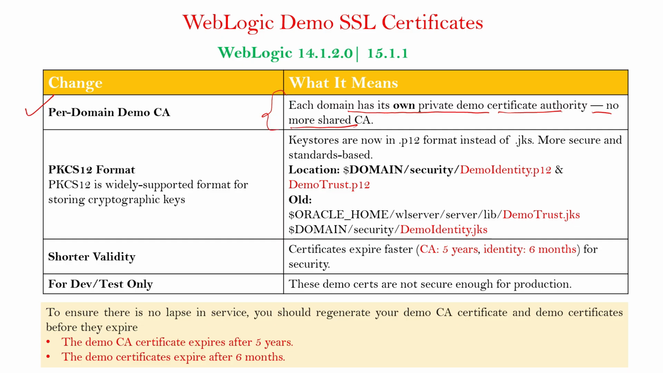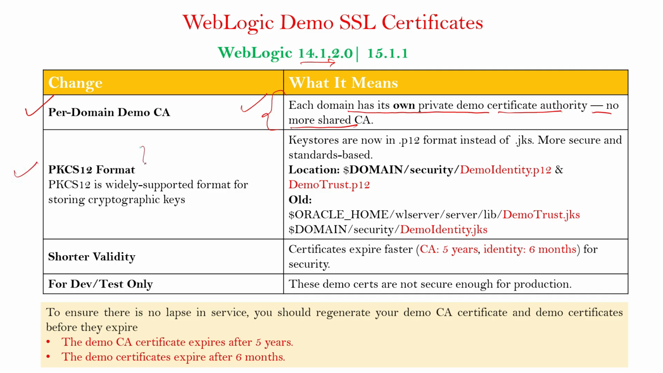Earlier, prior to 14.1.2.0, that means up to 14.1.1.0, the demo certificates were not tied to any specific domain, so you had the liberty to take the demo certificates from one environment and copy them to other environments. But now from 14.1.2.0 onwards, each domain has its own private demo certificate authority. That means there is no more shared certificate between different WebLogic domains.